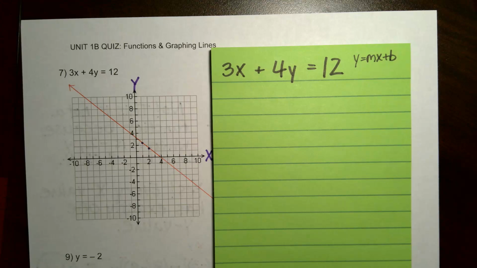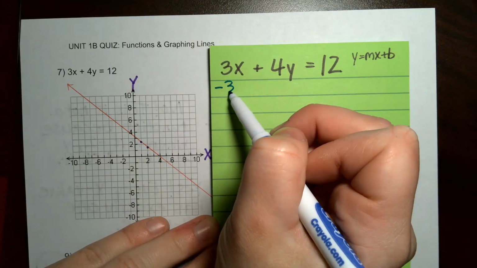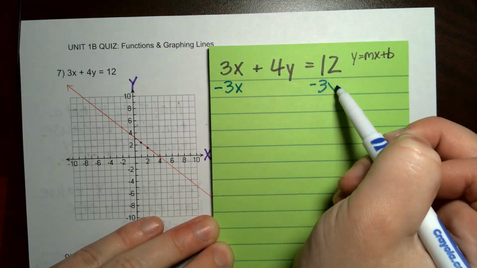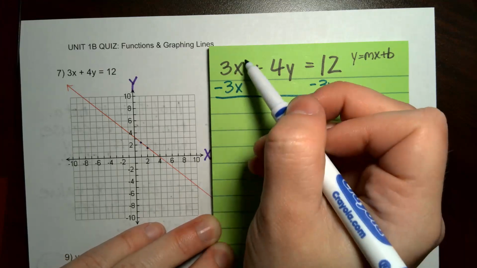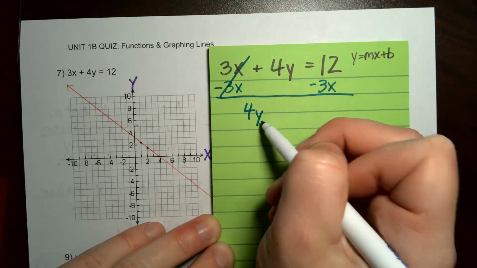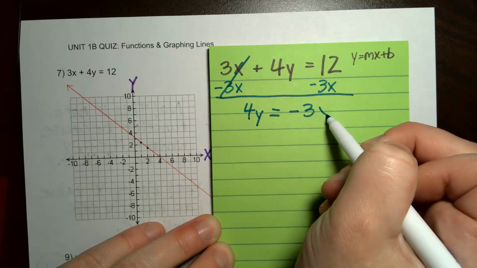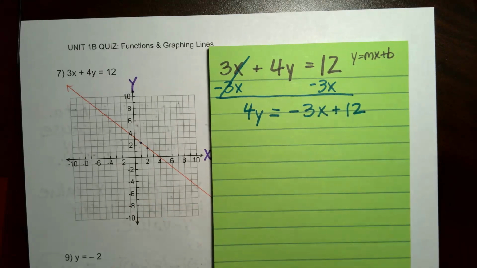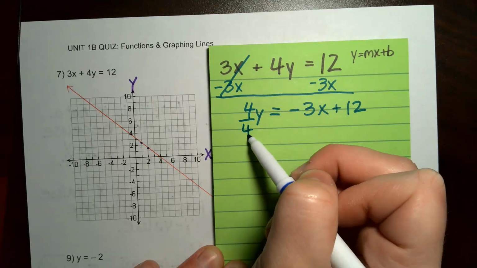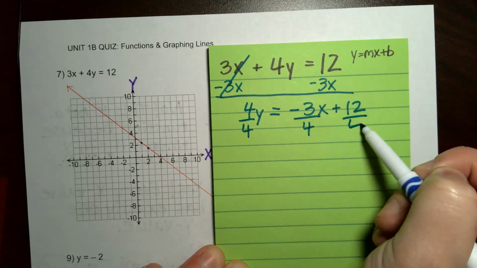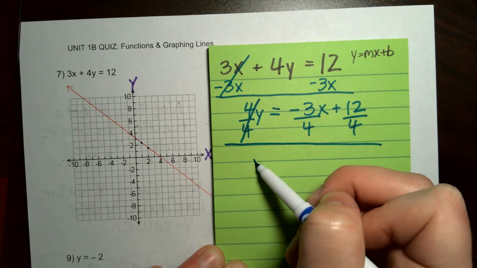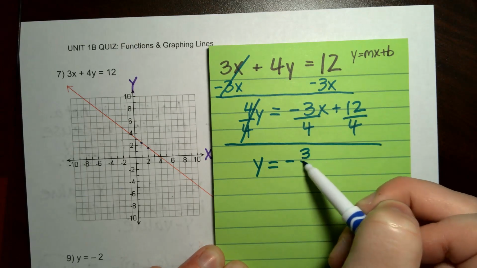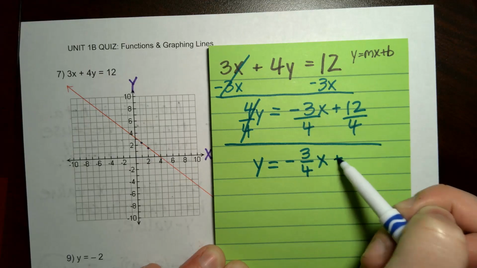So let's go ahead and start. What is my first step to getting y by itself? What should I get rid of? Yeah, let's get rid of 3x. Minus 3x. So now I'm going to have 4y equals negative 3x plus 12. Now what? Divide by 4, guys. Divide everything by 4. And we're going to get y equals negative 3/4 x plus 3.